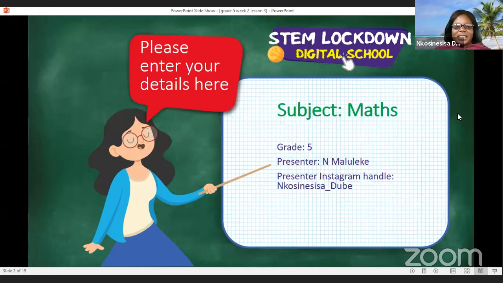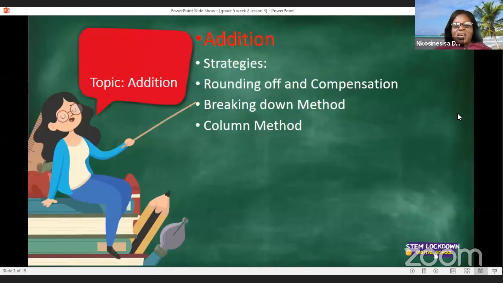All right, before I start, as most of you know me by now, I'm Emma Luleke, so I'm taking you for grade 5 maths. And then I say today we're going to do addition and we're going to look at 3 strategies for addition. So we're going to use the rounding off. We did it yesterday, so it's still fresh in your mind. And so it's rounding off and compensation. And then we're going to look at the breaking down method. And the last one that I think most of you find easy is the column method.